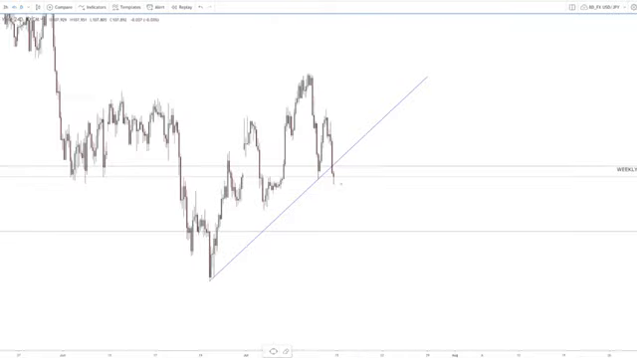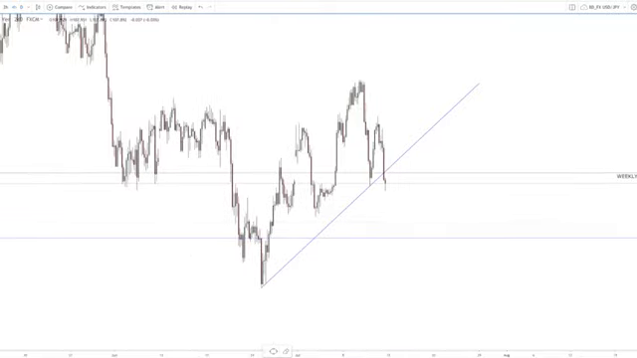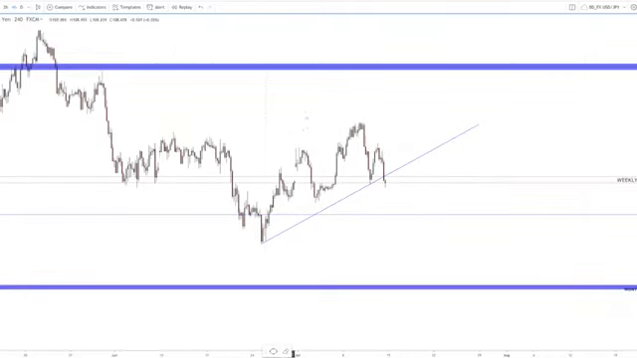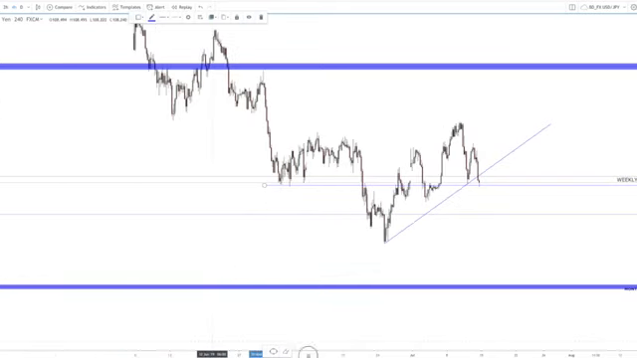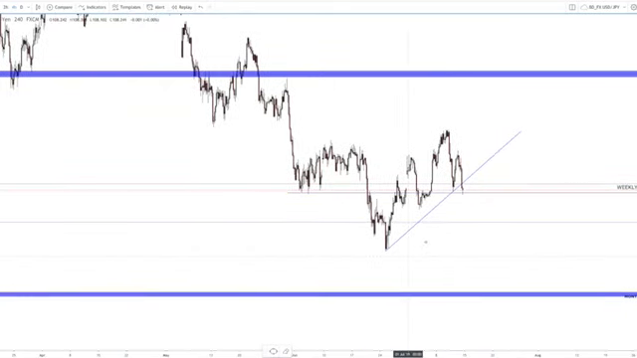USD JPY, another pair making higher highs, higher lows, higher highs and higher lows. We have just come back down to retest that last higher low. So this is an interesting level for USD JPY. If I just also drag this along to these support levels over here, you can see that we do have that large inverse head and shoulders formation. So keeping an eye on this.